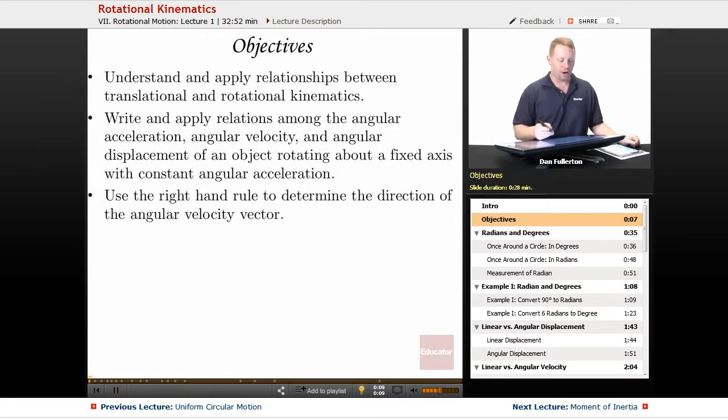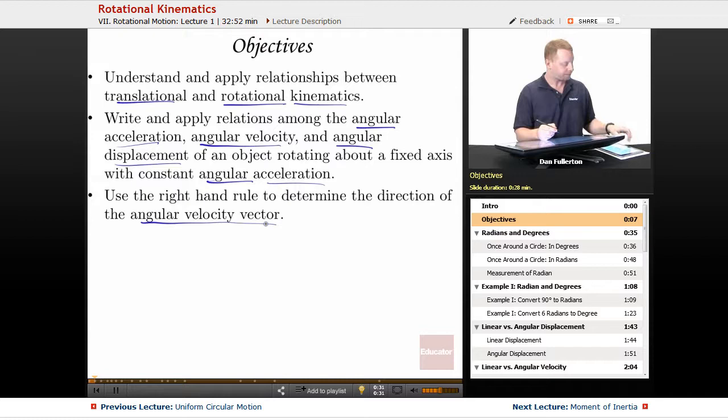So to begin with, our objectives. Understand and apply relationships between translational and rotational kinematics. Write and apply relations among the angular acceleration, angular velocity, and angular displacement of an object rotating about a fixed axis with constant angular acceleration, and use the right-hand rule to determine the direction of the angular velocity vector.